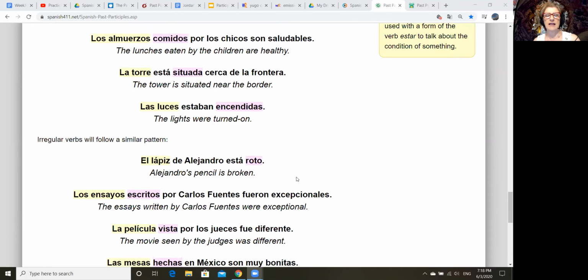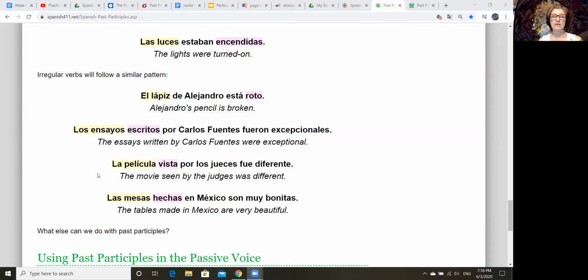Las luces están, o estaban, they use past here. Las luces estaban encendidas. The lights were turned on. Lights can either be on, off. Which state is it in? Encendidas, turned on. Okay? If Alejandro has a mechanical pencil, el lápiz de Alejandro está roto. It's a broken pen. Broken isn't describing Alejandro, it's describing el lápiz, pencil.